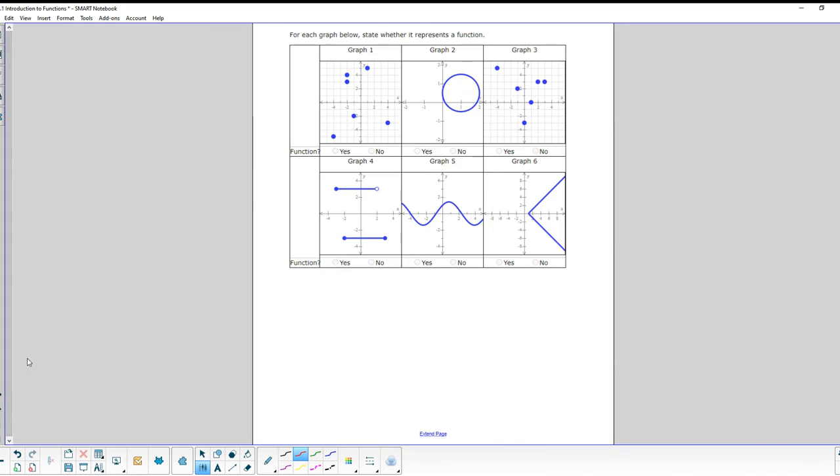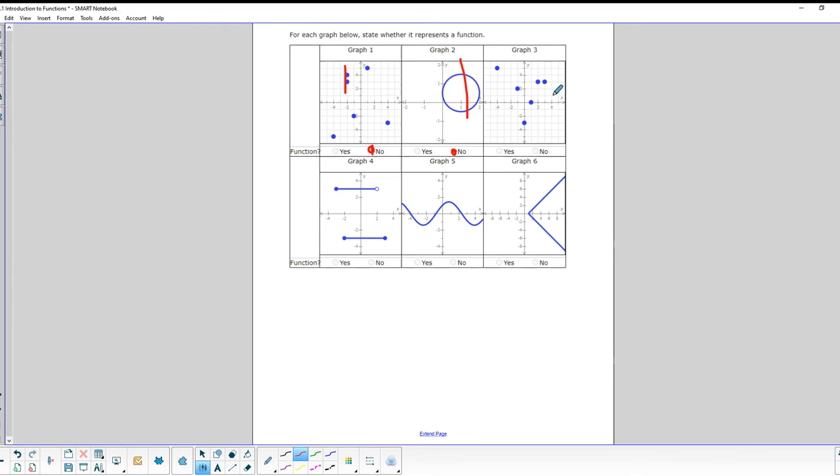Okay. So here's what it looks like in ALEKS. You'll just have a little list here. So this one will hit 2 when you do a vertical line test. So this is not a function. Another circle, not a function.